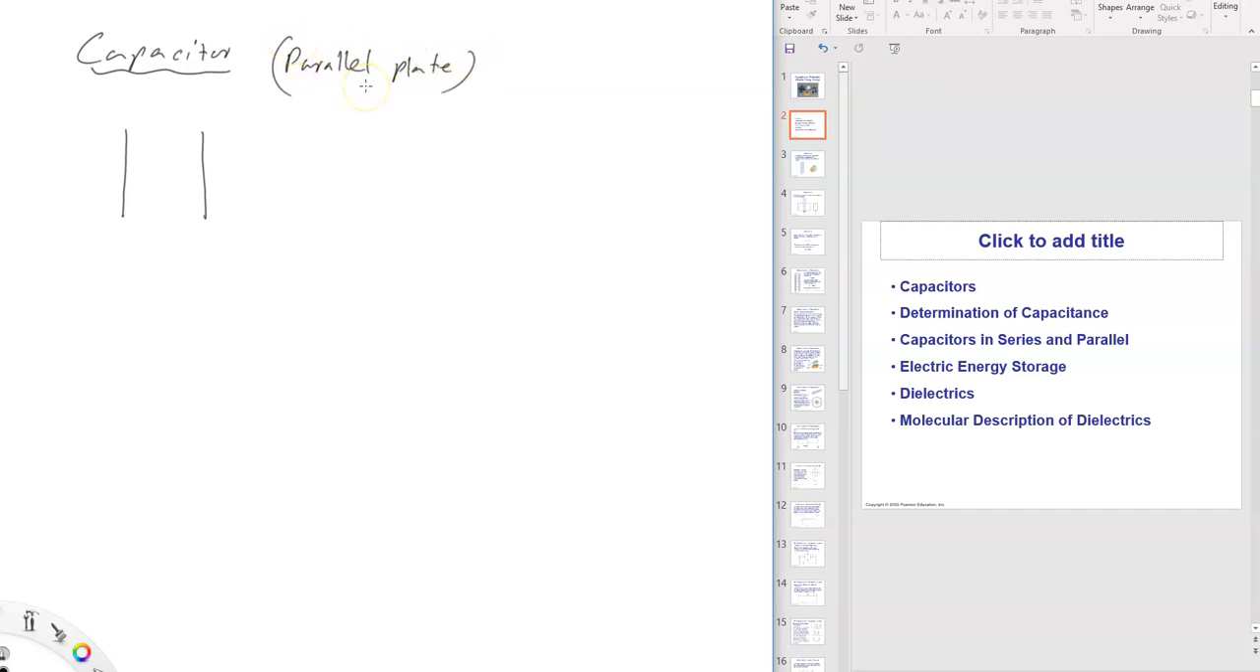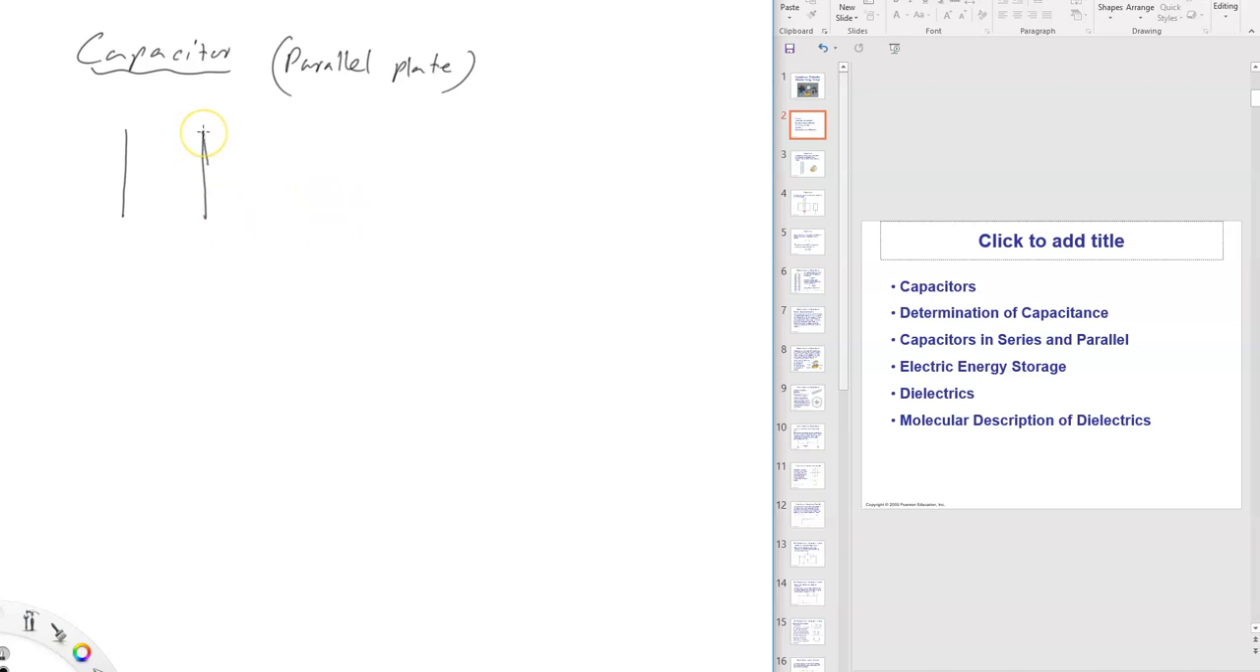There are different arrangements. You can have cylindrical ones, spherical ones, different types of capacitors. The most common one, and the one that we're going to study, is the parallel plate capacitor. So you take two plates.